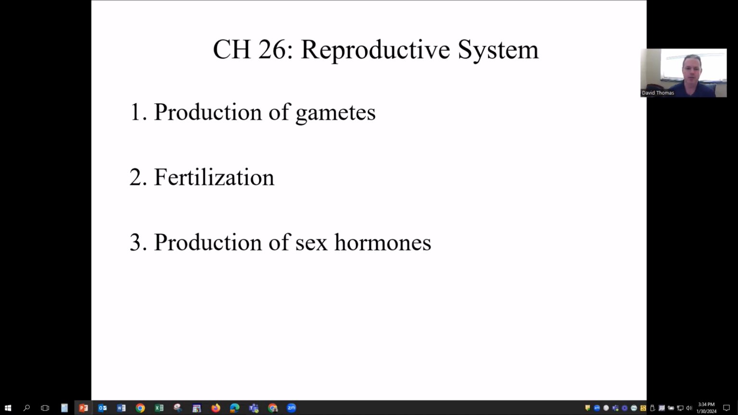Fertilization occurs when those gametes unite, the egg cell and the sperm cell unite, and that creates a fertilized egg cell, also known as a zygote. And then number three, we'll talk a little bit more about sex hormones as we go through each of the two sexes. We've already talked about these way back in chapter 16 for the endocrine system, but we'll revisit them and see their role here in the development of sex organs and in the development of sex characteristics.